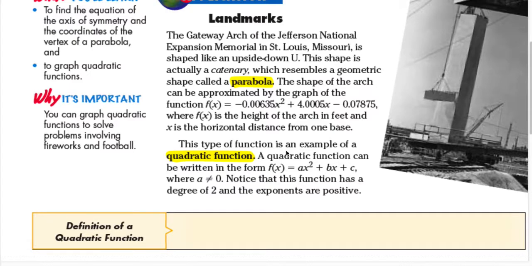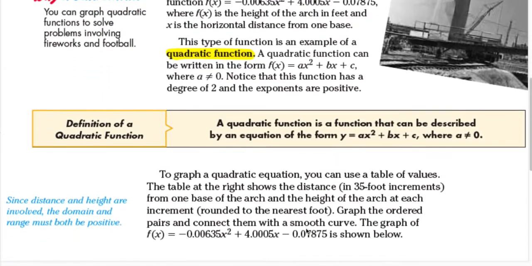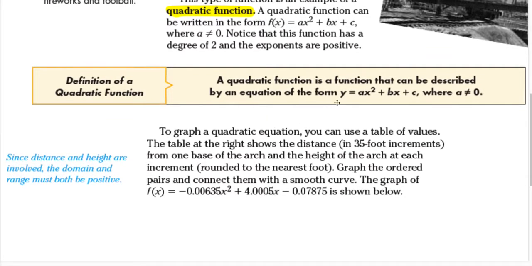This type of function is an example of a quadratic function. The definition of a quadratic function: it can be written in the form f of x equals ax squared plus bx plus c, where a is not equal to 0, because if a is equal to 0, this will become a linear function. Notice that this function has a degree of 2, and the exponents are positive. So the degree of this polynomial is 2, and the exponents are positive. A quadratic function is a function that can be described by an equation in the form y equals ax squared plus bx plus c, where a is not equal to 0.